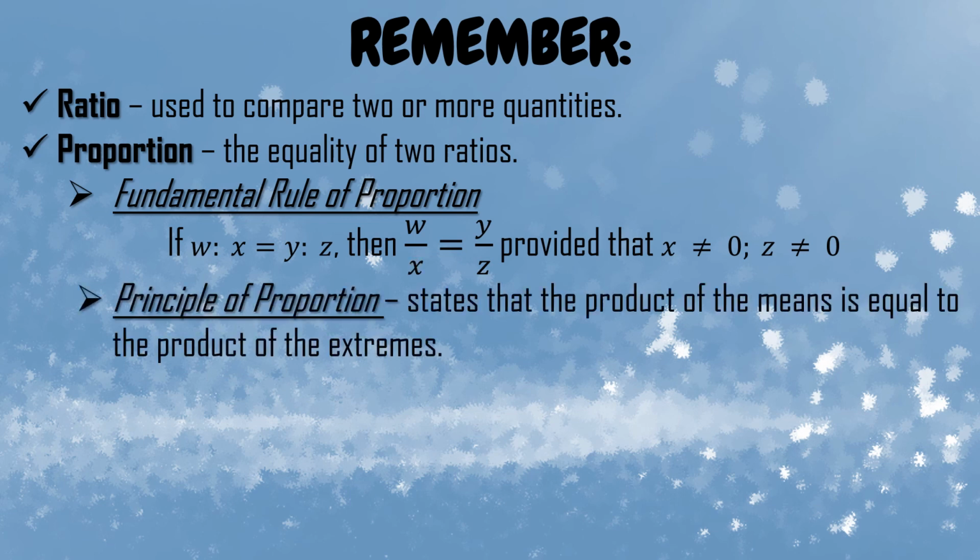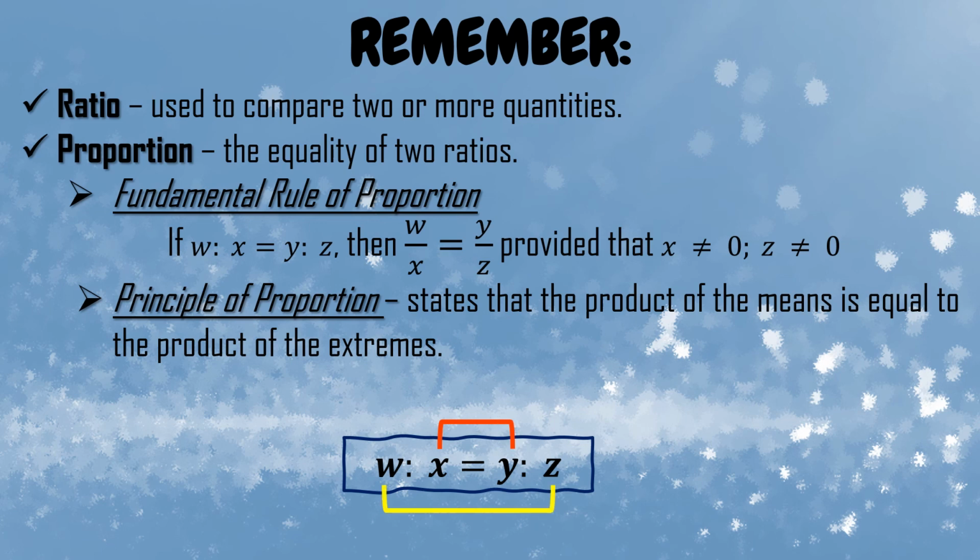So, we have also the principle of proportion wherein it states that the product of the means is equal to the product of the extremes. So, we have W is to X is equal to Y is to Z na kung saan yung X at Y yun yung means at kailangan equal ang product nilang dalawa sa product ng extremes.